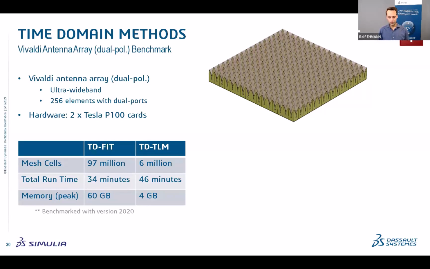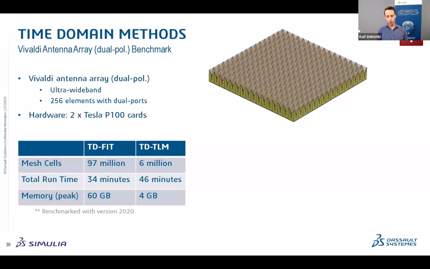For the FIT, the finite integration technique, you can see 97 million hex mesh cells, and this is a single excitation, basically everything simultaneously excited. You're looking at about 34 minutes on these 2 GPU cards, so really very quick, with a total of 60 gigabytes memory usage for these cards. These benchmarks were actually done in version 2020, so quite a bit older. Sorry that I couldn't give you more up-to-date results for this.